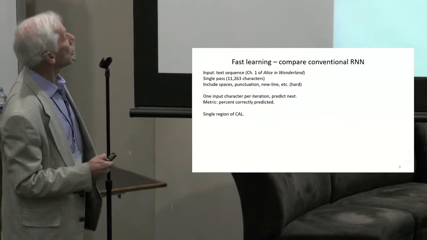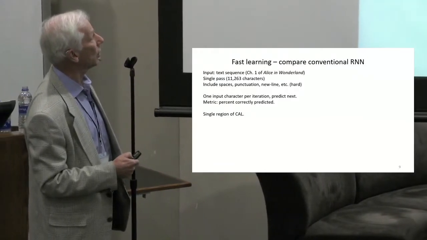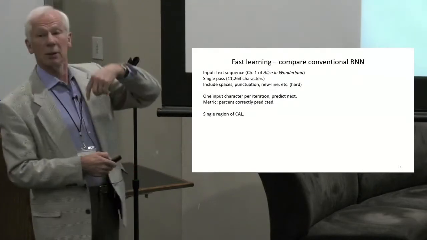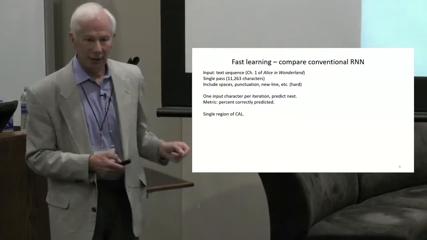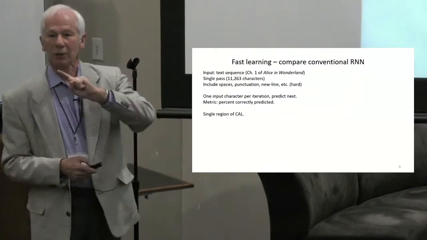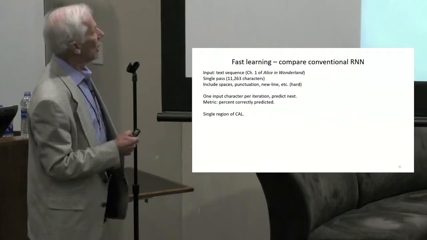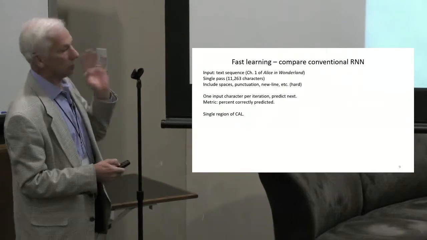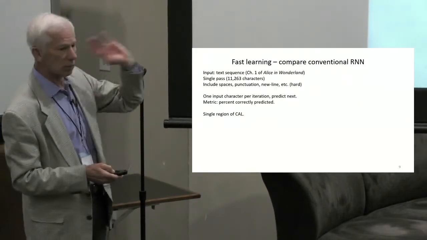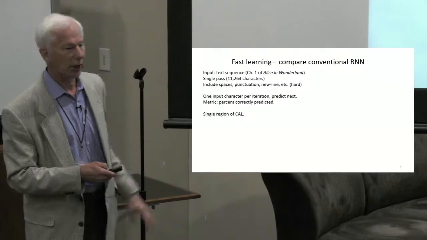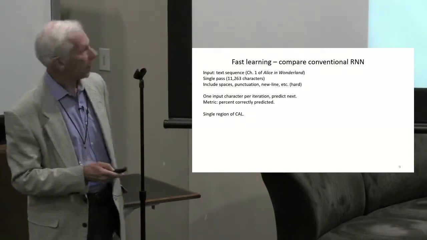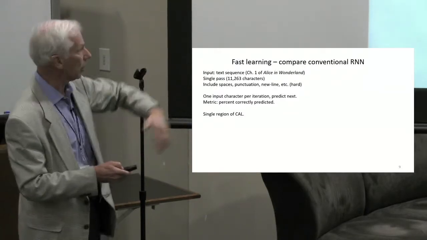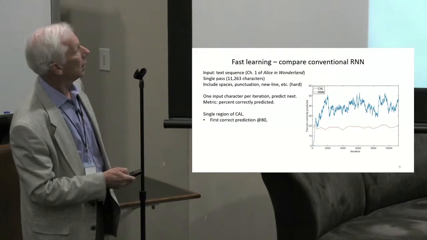This is hard because it includes spaces, all the punctuation marks, all other white space characters. In the phrase that was used by the Intel people, it is batch size 1. One input per character, and we predict the next one. And the metric is the percentage correct. No negative log likelihoods or bits per character or any of that. How often do you get it right? And this is done in one single region of Cal. So we have a sequence memory, but no hierarchy, no feedback.